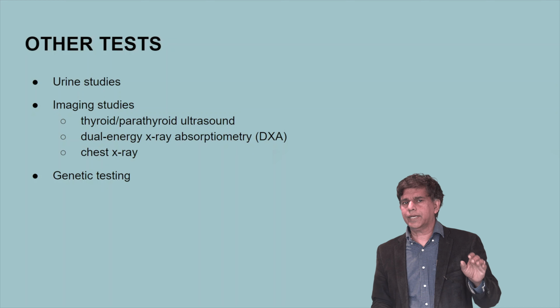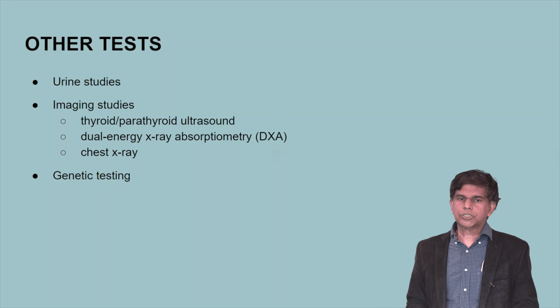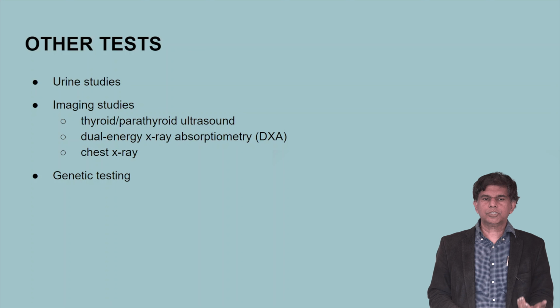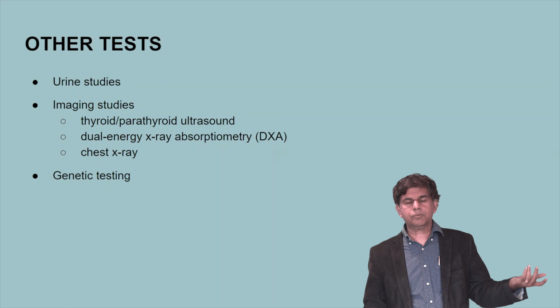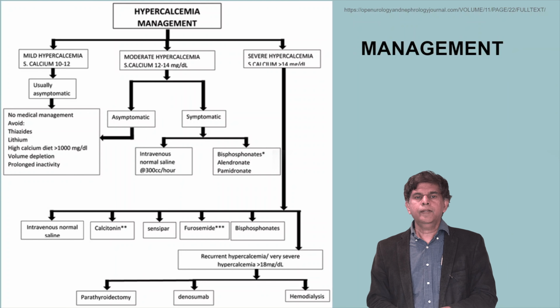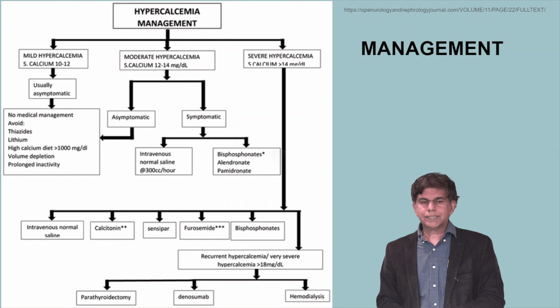The rest you can do is urine studies, imaging studies, you can do thyroid and parathyroid ultrasound, dual energy X-ray absorptiometry, chest X-ray, genetic testing. We talk about some familial diseases, right? So we've got a nice flow diagram right here on how to manage hypercalcemia.